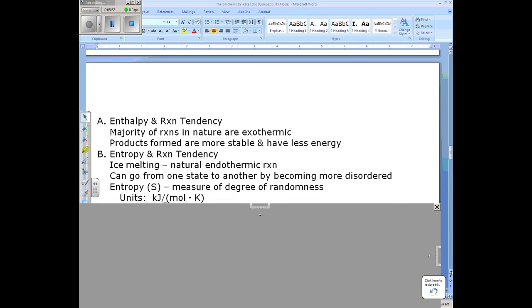Okay, now it has units. Kilojoules per mole Kelvin. Kelvin does play a role in this. Why would temperature affect the amount of disorder? Yeah, good. Kinetic molecular theory. As temperature goes up, the particles are moving faster, so things are going to get more disordered more quickly.